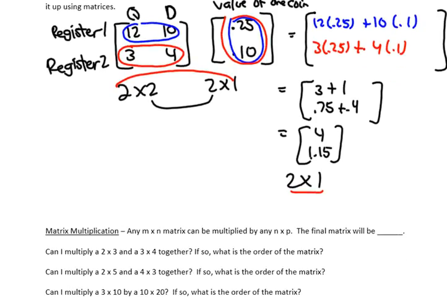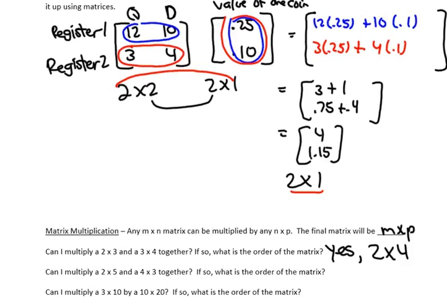So any m by n matrix can be multiplied by any n by p matrix. The final matrix will be what? An m by p matrix. All right, so let's take a look at these 3 quick examples before we actually do multiplication. Can I multiply a 2 by 3 and a 3 by 4 together? Because the 3's match up, I can. So that's a yes. And then the order of the final matrix is going to be a 2 by 4.